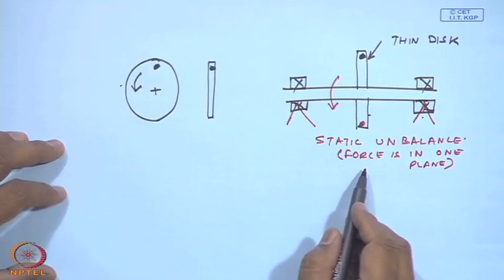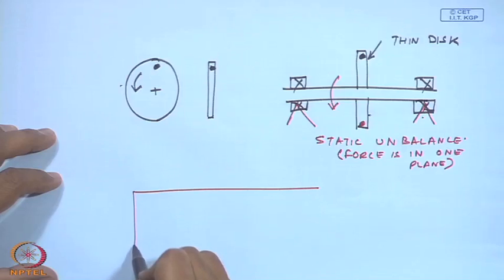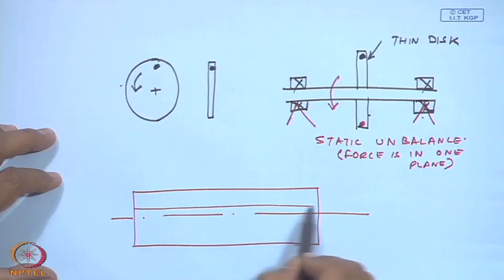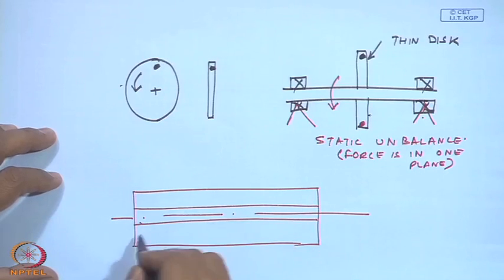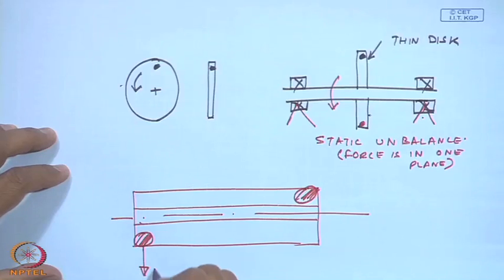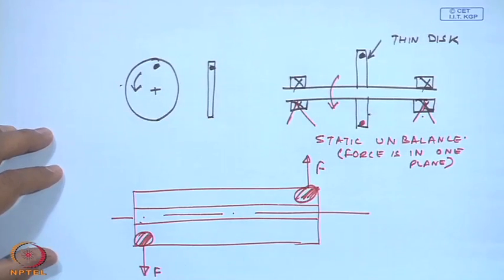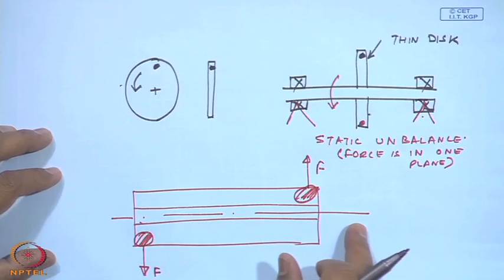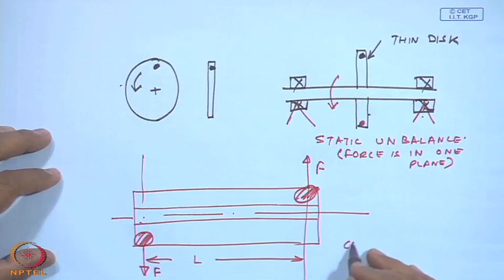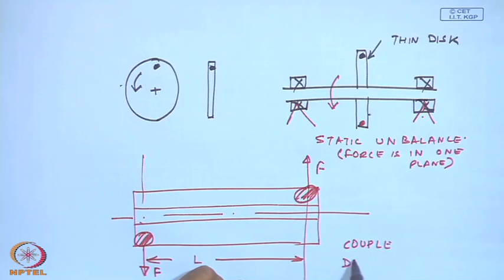Now, imagine instead of this disk, I have a long rotor like the rolls of a paper mill. If I have an unbalanced mass at this location, and if I have an unbalanced mass at this location, so this is giving me an unbalanced force in this direction, and this is giving me an unbalanced force in this direction. So, from a force point of view, this is balanced. Okay? But you see this, because they are in different planes, they give rise to a couple. Okay? And this is what is termed as dynamic unbalance.